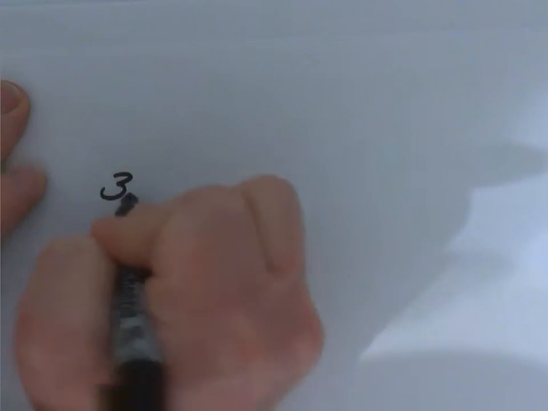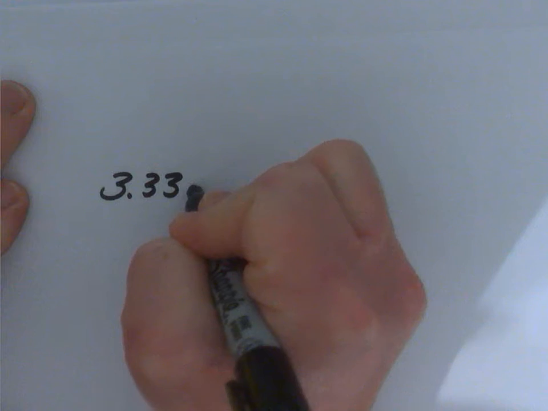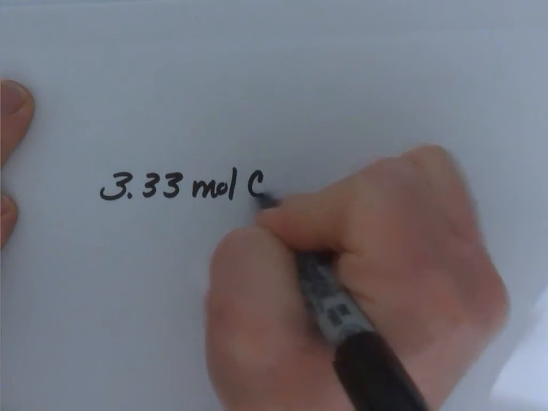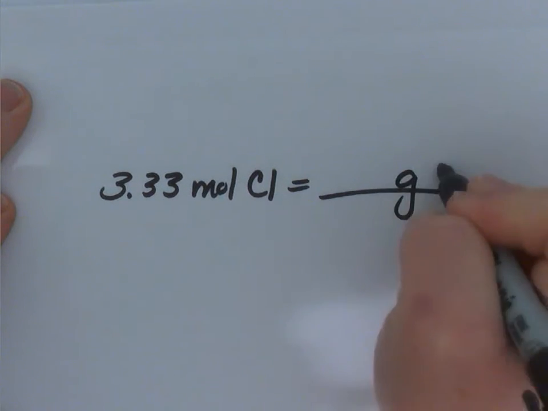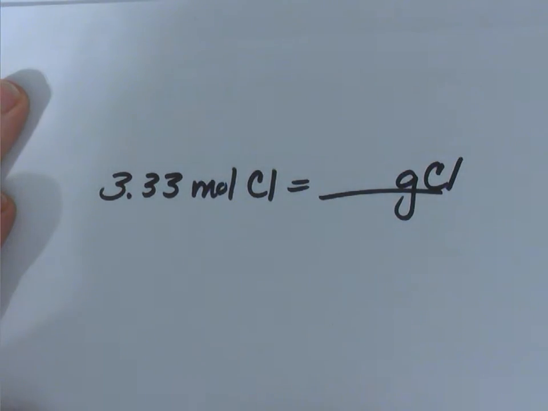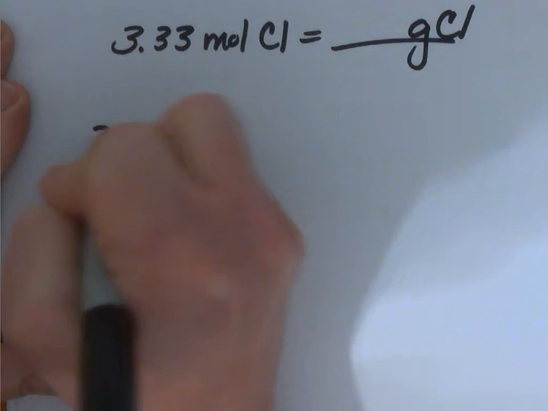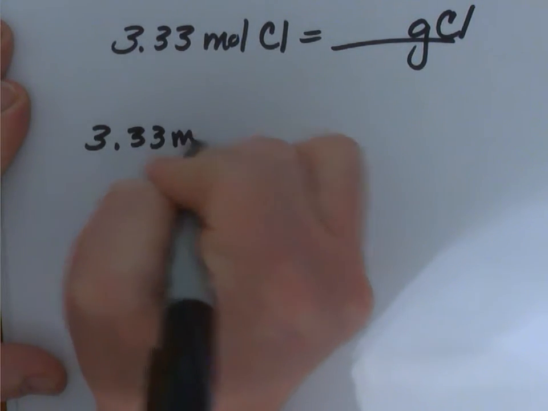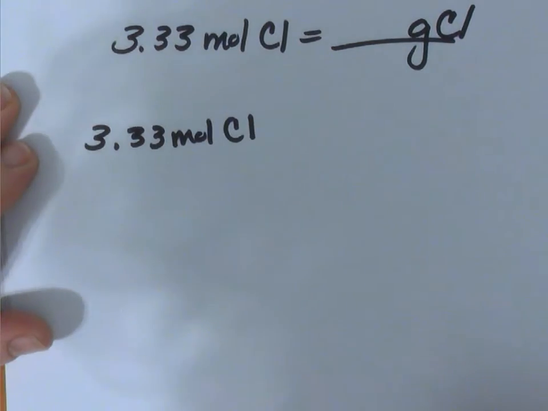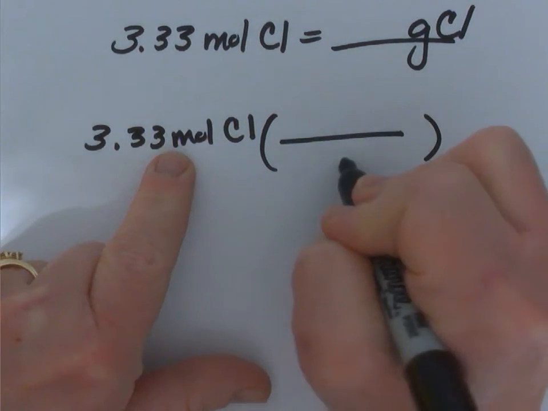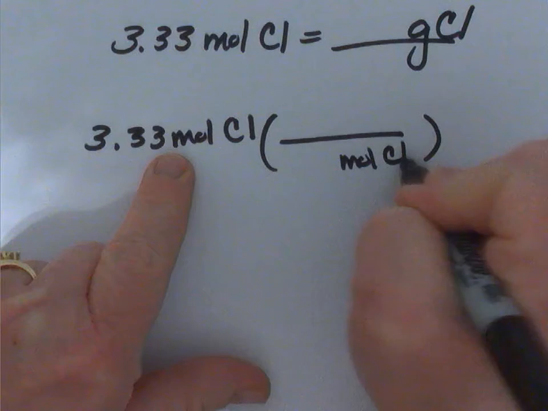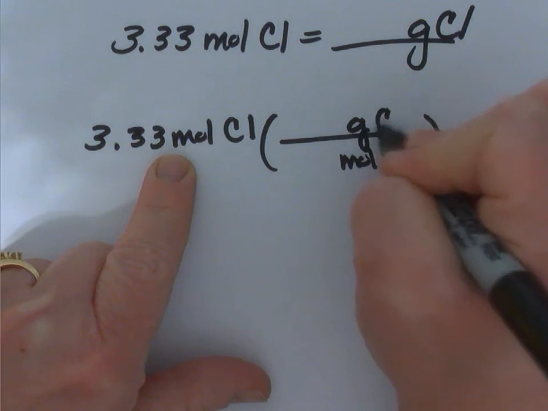My favorite number is 3. So let's just say we have 3.33 moles of chlorine. And what if I want to know the mass that would be? All right, well, we've learned dimensional analysis. It's up to you if you want to put your given over 1. All right. Can we relate moles of an element to the mass of the element?